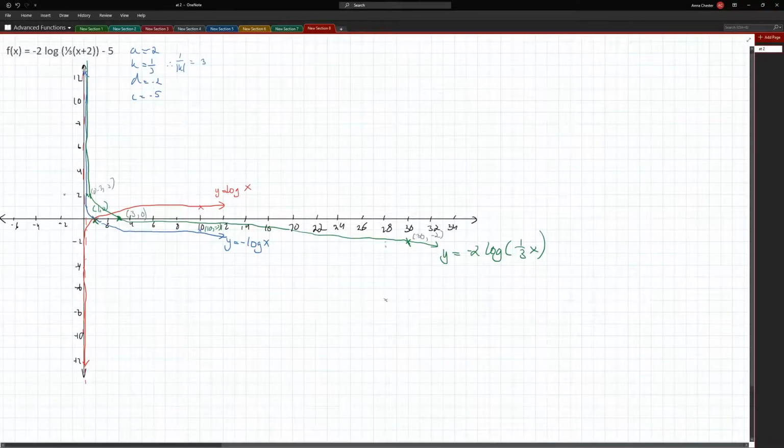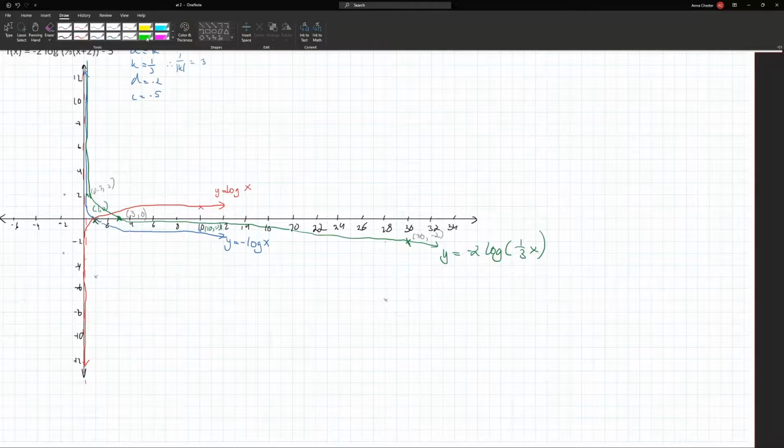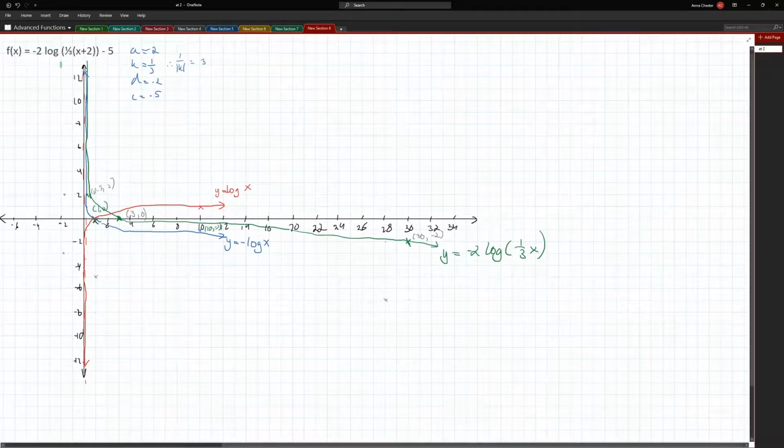There you go. This point became this point. This point got moved down to -5, and this point from 2 went to -3. So these 3 points, we actually have a new asymptote, right? Because of our D value. So our new asymptote should be at -2.